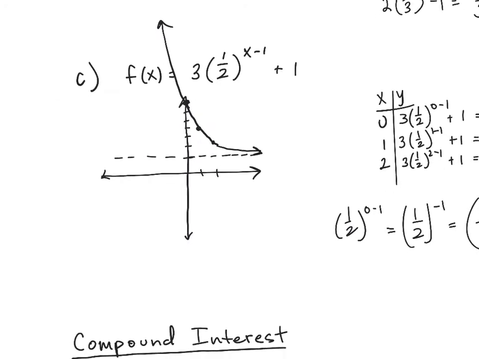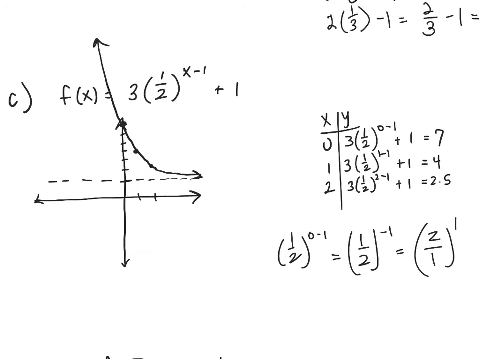Now, I skipped domain and range on part B, but let's pick it up here again on part C. Domain of any exponential function is all real numbers. Range, if we're looking at the y-axis, the y values are going up to positive infinity, but the lower bound for the y values are approaching this line, y equals 1, but never actually reaching this line. So the range is from 1 to infinity, but not including 1.